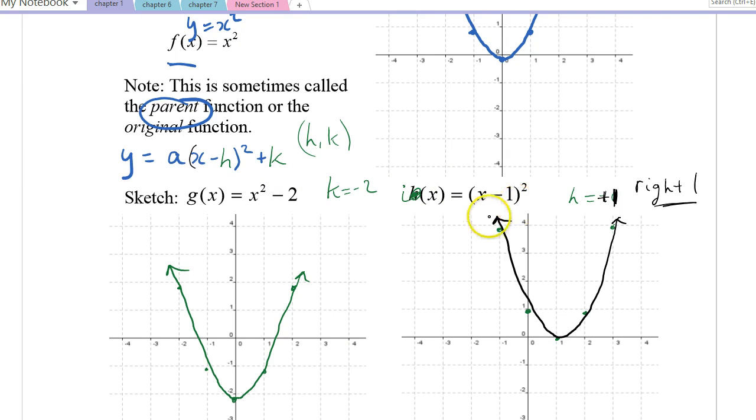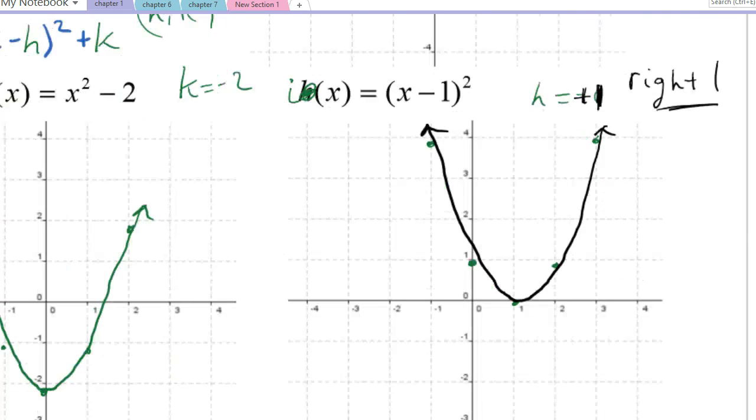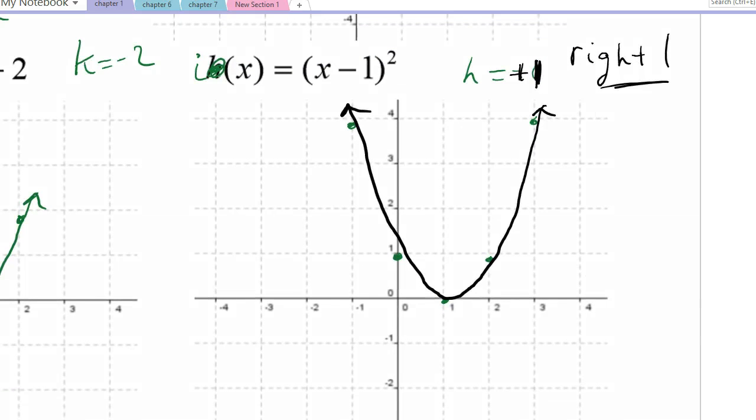So why does it go, if it's x minus 1, why doesn't it go to the left? Why does it move to the right? That might be a little bit opposite of what you might think. So the way that I sort of understand this is that I have to kind of compensate for this minus 1. In order to get the same y value, I have to make my x 1 larger to compensate for the fact that 1 is going to be subtracted from it.